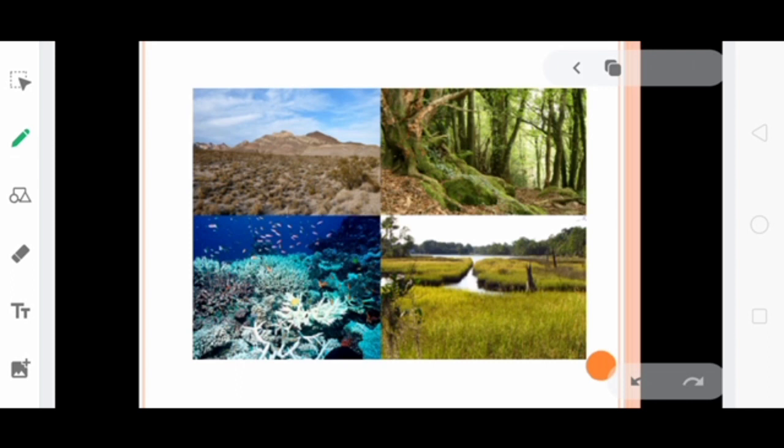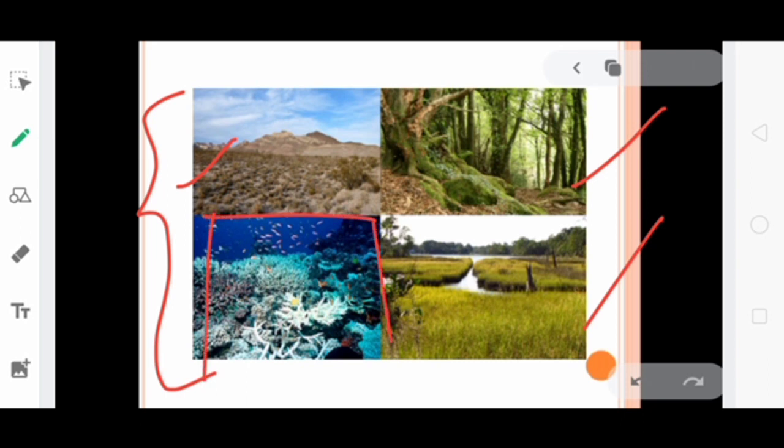Now we will look at the examples of ecosystem. We can find ecosystem in a desert, even in a rainforest, in a grassland, or even in a small pond. We can see the example of an aquarium where there are plants and little fishes. They depend on each other. So it forms an ecosystem.